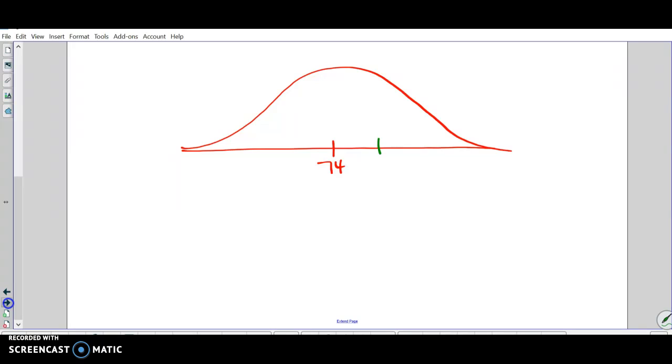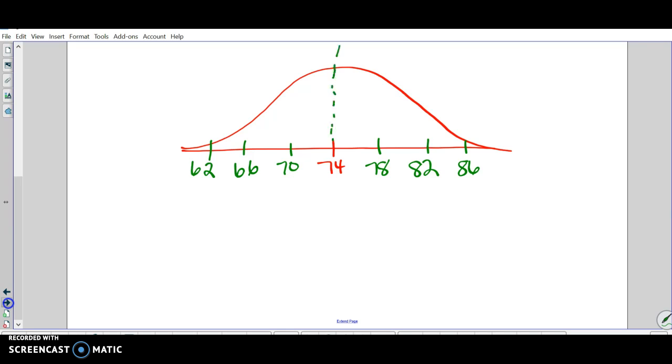So on both sides, to add 1 standard deviation would be a 78. Add 4 again would give you 82. Add 4 again would give you 86. And then if you go below your mean, then we're subtracting. So that's 70, 66, 62.